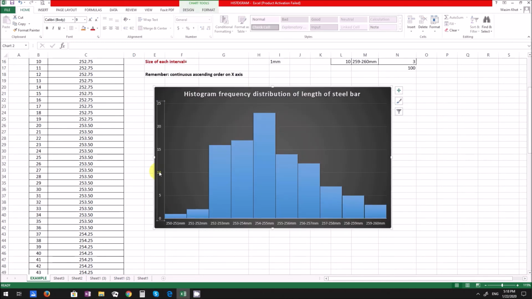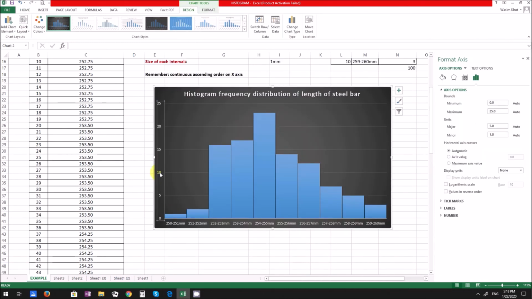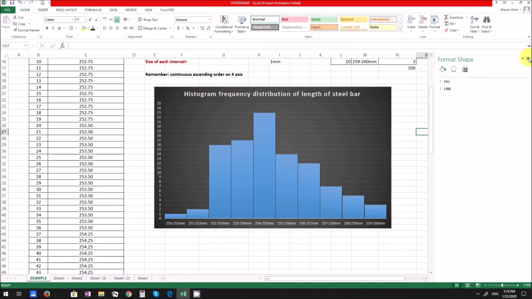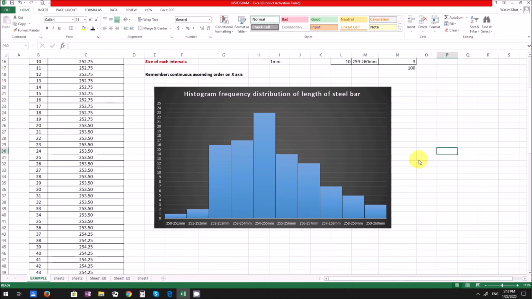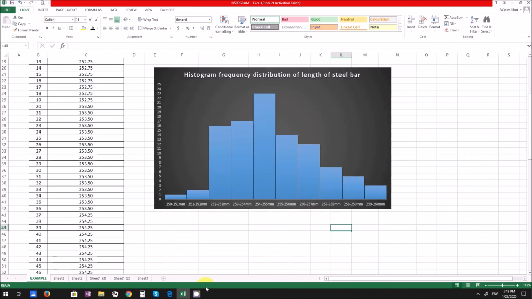We can change the y-axis units. We have the major units as 5. We can make it 2 if we want, or even 1, and so on. We can remove the grid lines. So this is about the histogram. In the next lecture we will start with a new QC tool.